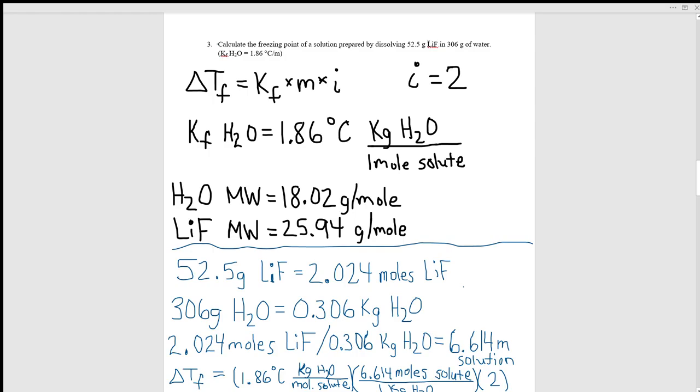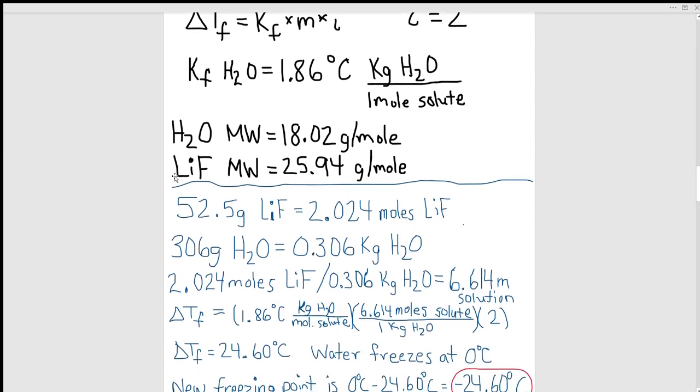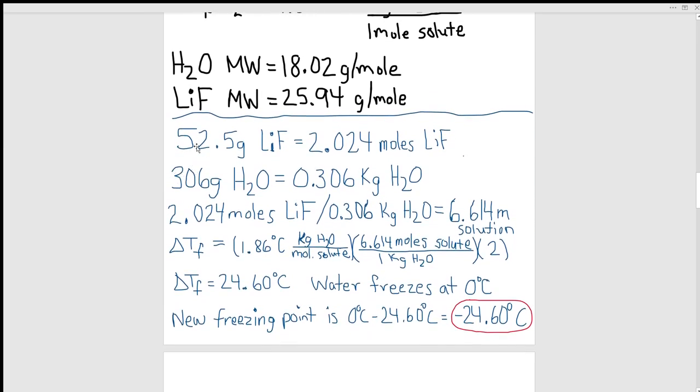Now, some important notes here is that our ionic compound lithium fluoride is going to dissolve into 2 components, lithium cation and fluoride anion. So that's why our Van 't Hoff factor here is i equal to 2. Again, we're going to be using our delta T sub F equation. We're given the K sub F value for water, and I've also written out the molecular weights or molar masses for both water and lithium fluoride.